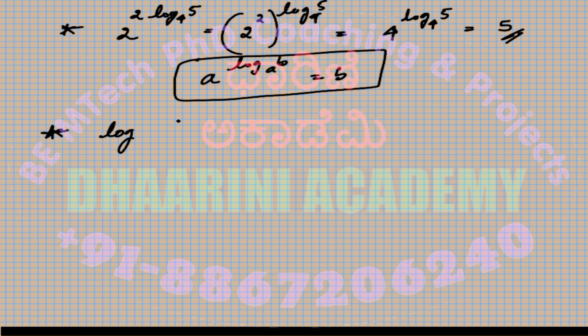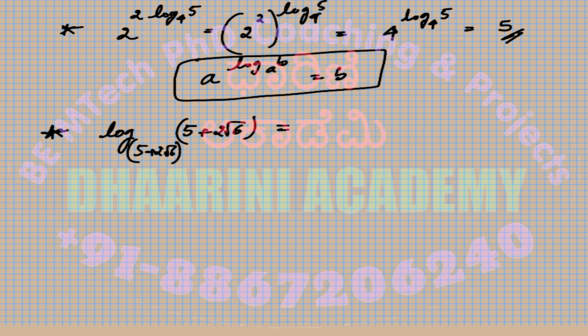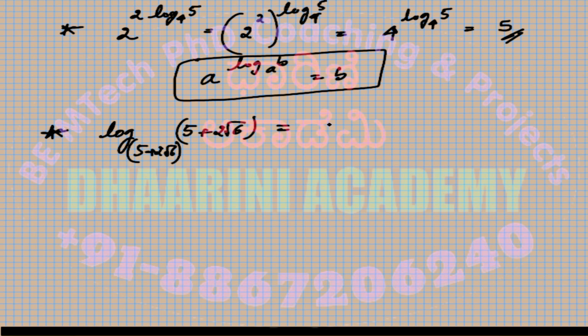Log of 5 plus 2 root 6 to the base 5 plus 2 root 6 equals how much? In this case, this is equal to 1, right? Very simple answer, because 5 plus 2 root 6 is equal to (5 plus 2 root 6) to the power 1 itself, right? Okay, next question.